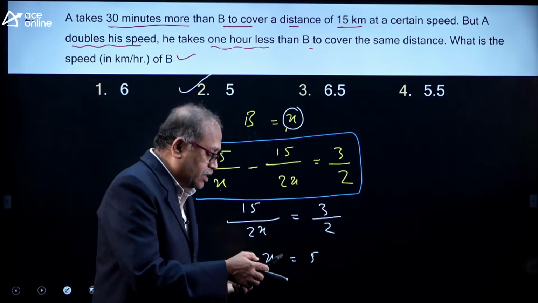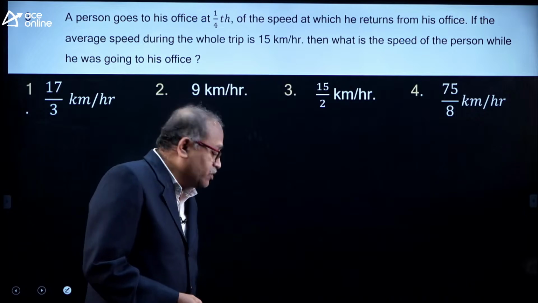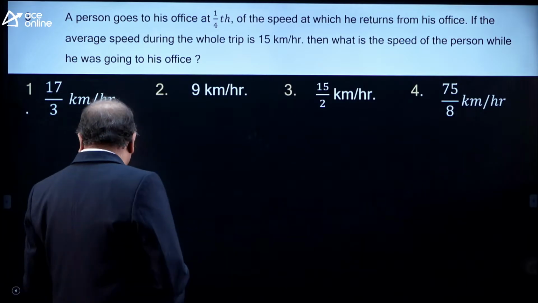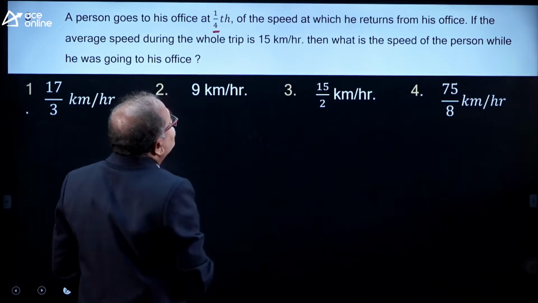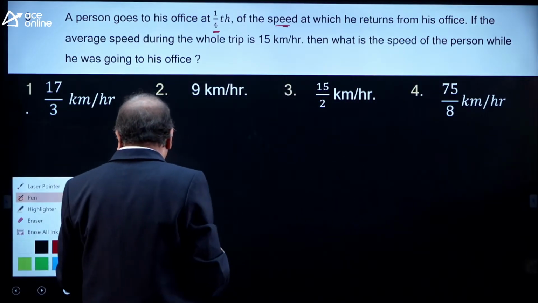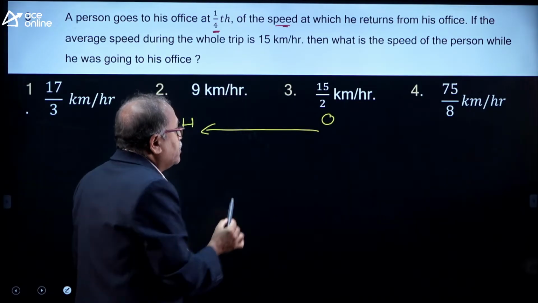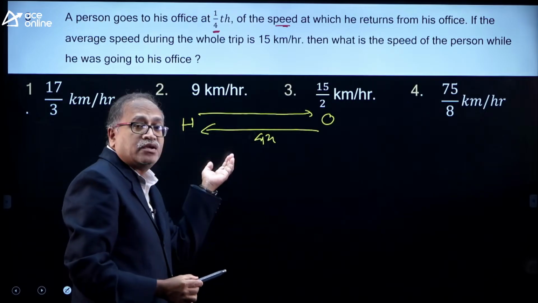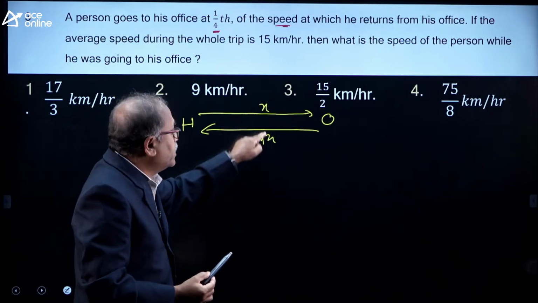Let me move on to the next question, my dear friends. Just practice with me the different types of questions you will be exposed to, and in many cases you will get the best solution too. So, here is your question. A person goes to his office at 1/4 of the speed at which he returned from his office. Let us assume that this is home and this is office. If he returns at a speed of 4x, then he goes to office at 1/4 of 4x, which is x. In order to avoid the fraction, I have taken 4x for returning, so going will be x.